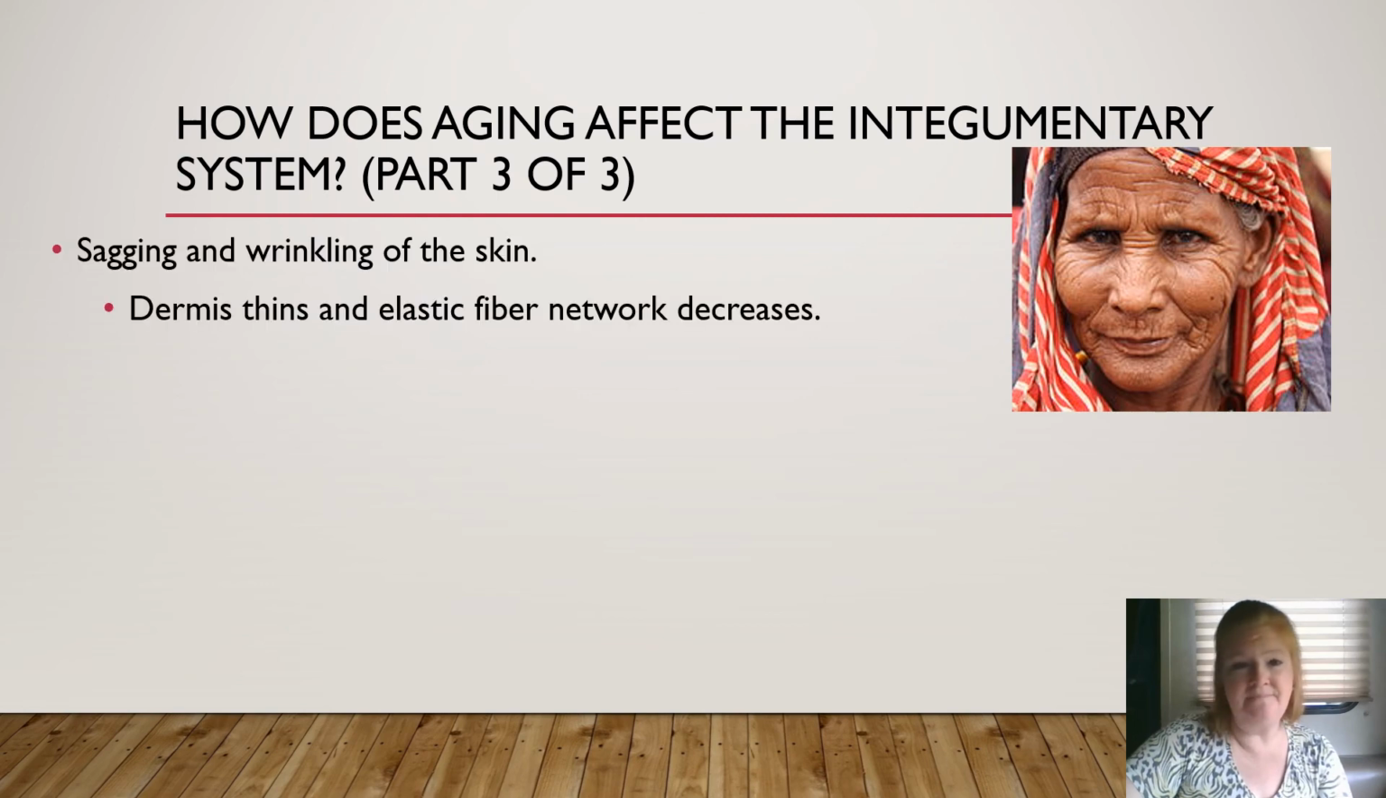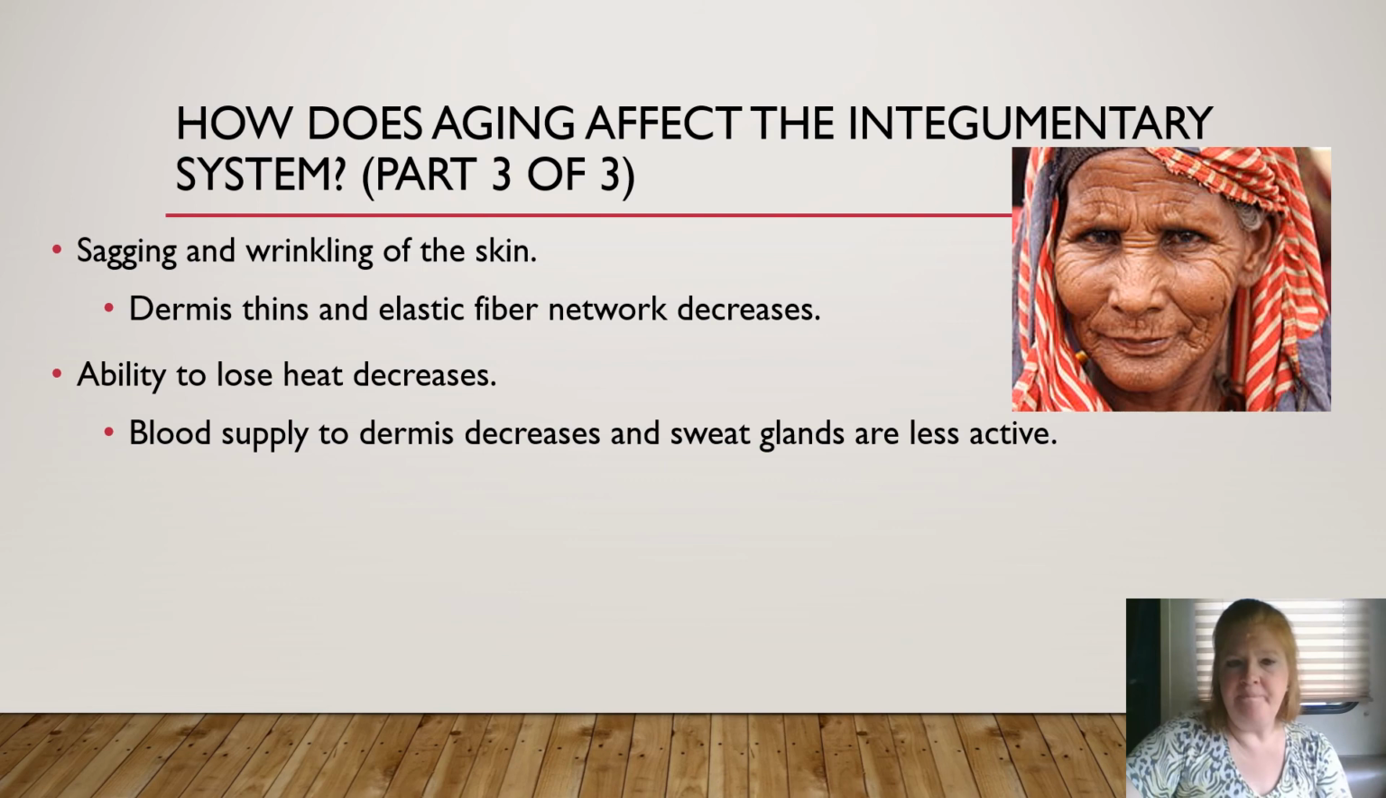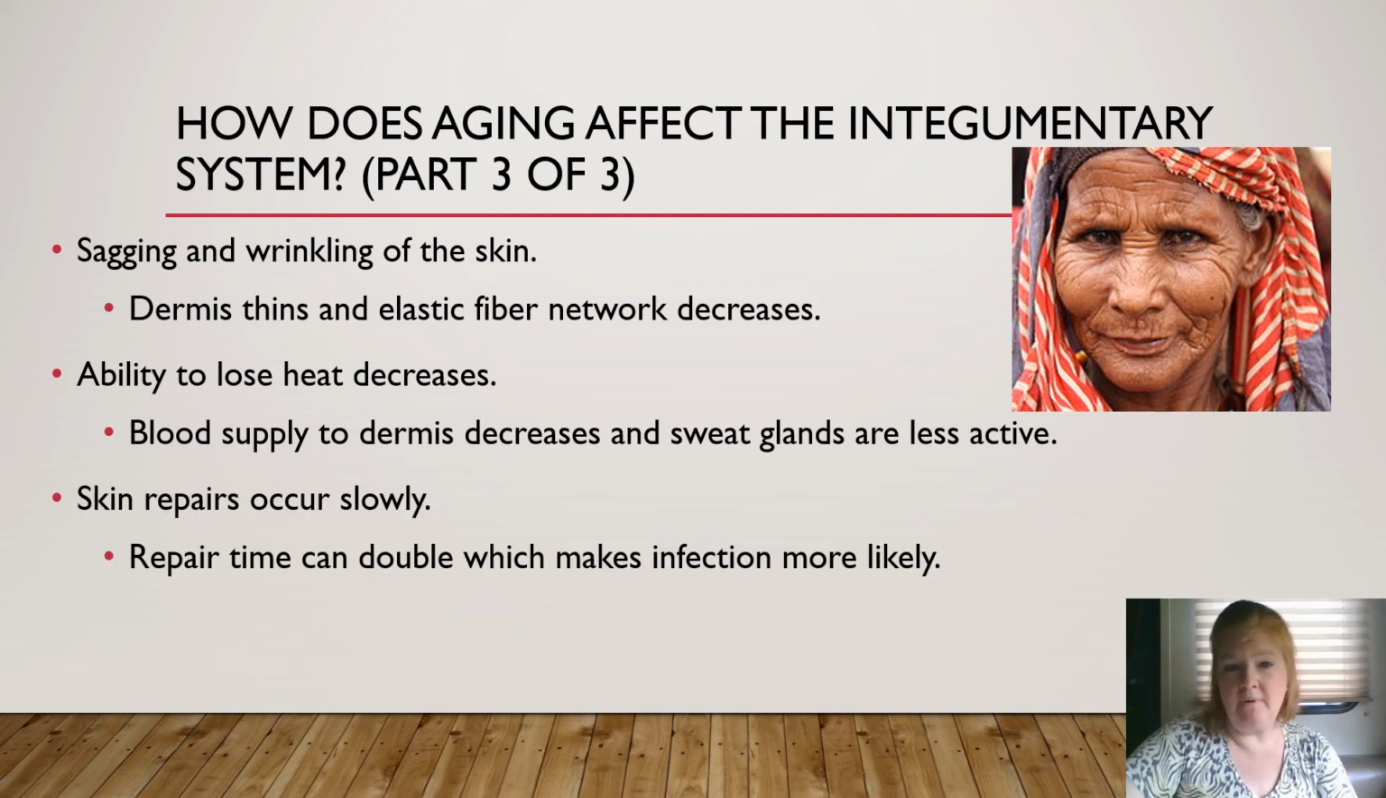How else? Well, there could be sagging and wrinkling of the skin, so the dermis thins and the elastic fibers, that network decreases. The ability to lose heat decreases. So blood supply to the dermis goes down. Sweat glands are less active, so more prone to overheating because there's less ability to regulate the body temperature. And skin repair occurs slowly. So the repair time can double, which makes infection more likely because the wound is open longer.